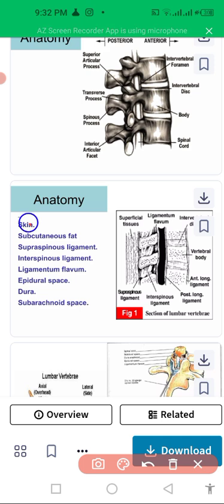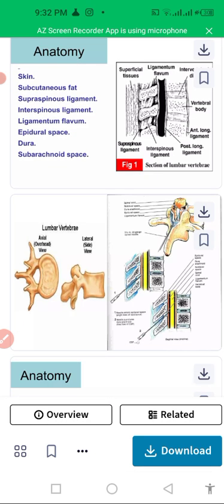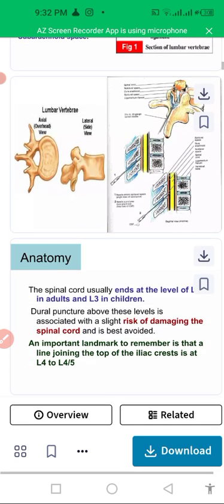Which structures do we have to cross for spinal anesthesia? The needle passes through the outermost skin, subcutaneous fat, supraspinous ligament, interspinous ligament, ligamentum flavum, epidural space, dura, and then the subarachnoid space, where we inject the drug. So these are the eight layers you have to cross during a spinal tap.